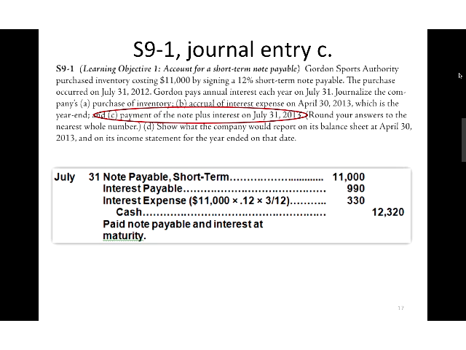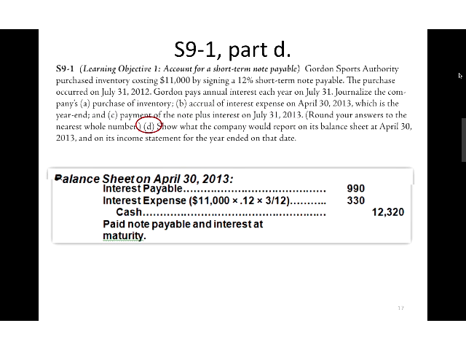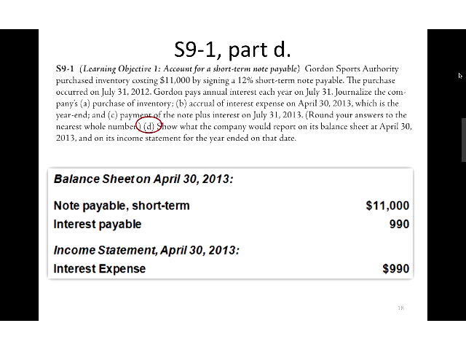Okay, the next requirement for this one is show what the company would report on its balance sheet at April 30th and on its income statement for that same year. It'll load, and once it loads, I'll give you a minute to write down, and then we'll talk about why these numbers are like they are.